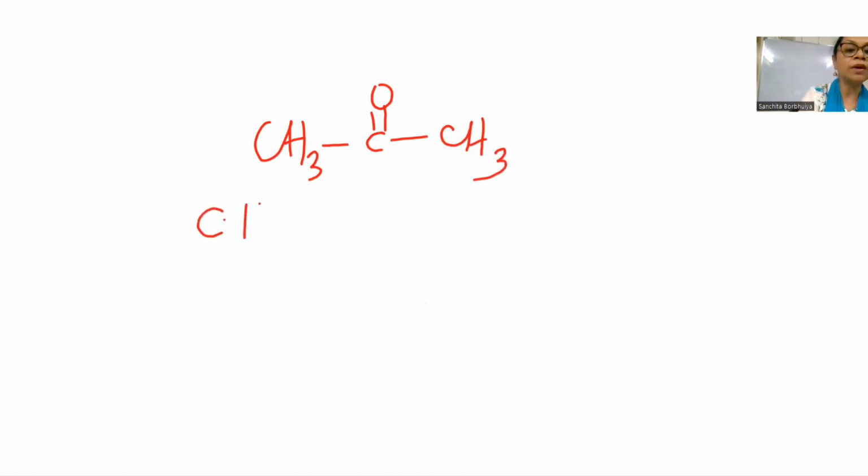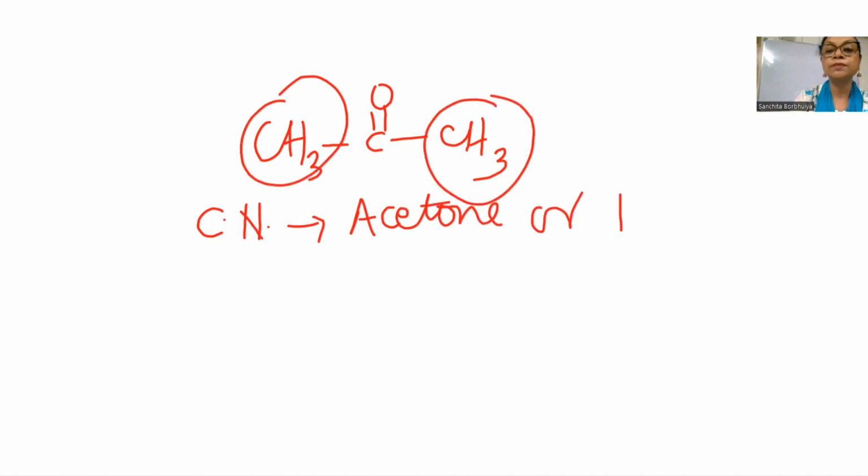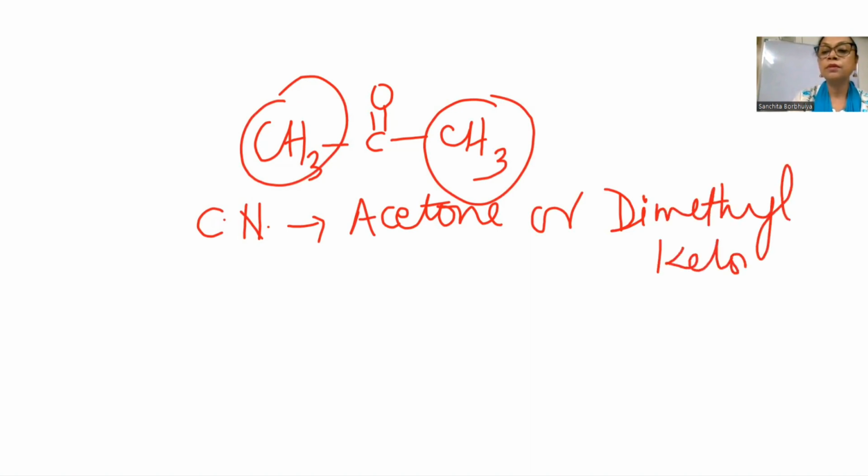So let us take the simplest ketone, which contains 3 carbons. The common name of this compound is acetone, or you can call it dimethyl ketone. Remember, the functional groups on the right and on the left are to be recognized, and after they're recognized, the word ketone is to be written. So you have a methyl on the right, you have a methyl on the left. So this is dimethyl ketone.